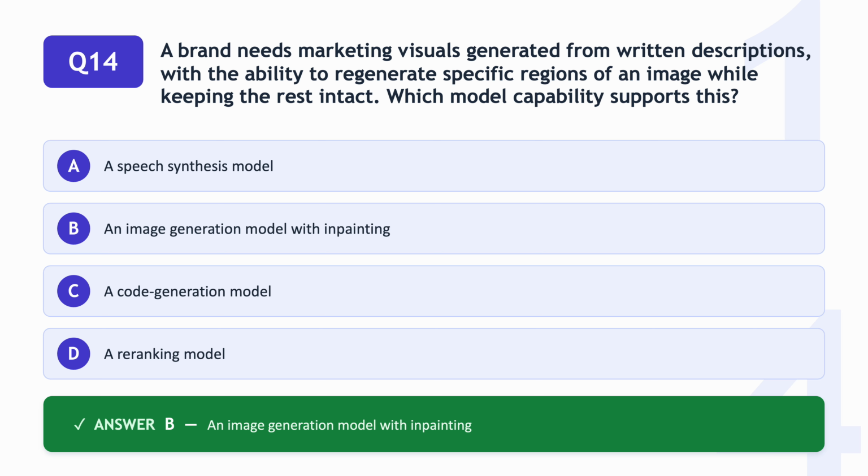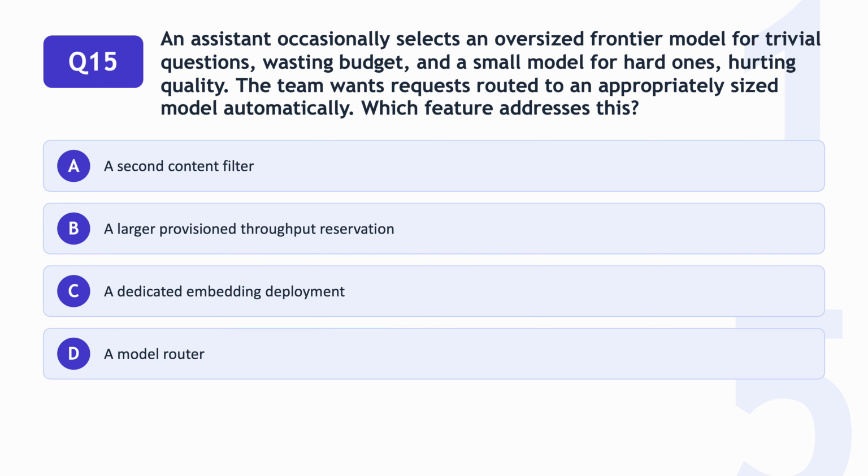Question 15. An assistant occasionally selects an oversized frontier model for trivial questions, wasting budget, and a small model for hard ones, hurting quality. The team wants requests routed to an appropriately sized model automatically. Which feature addresses this?